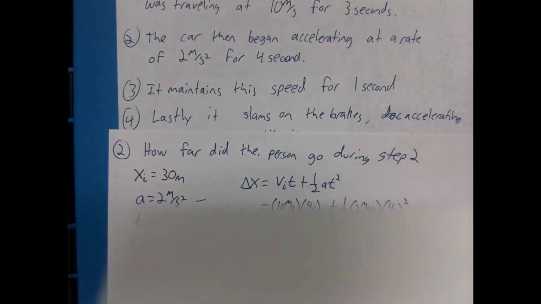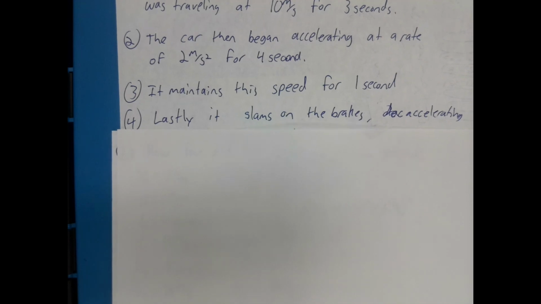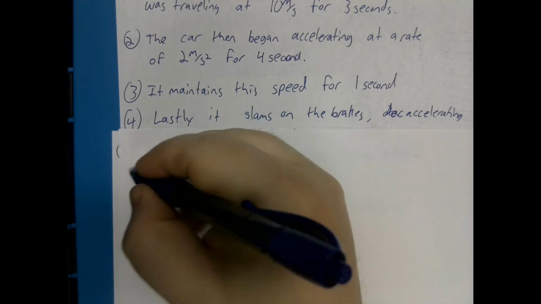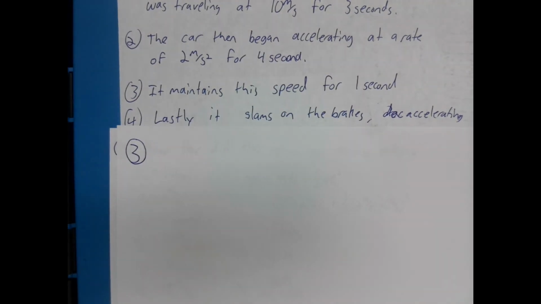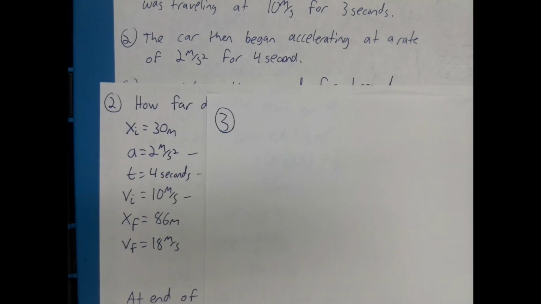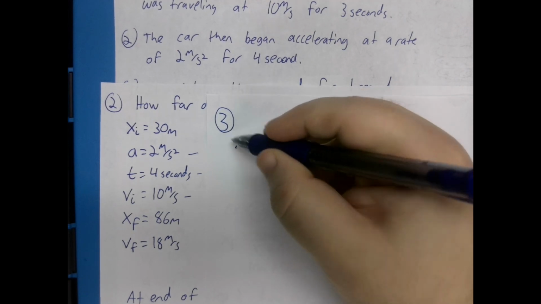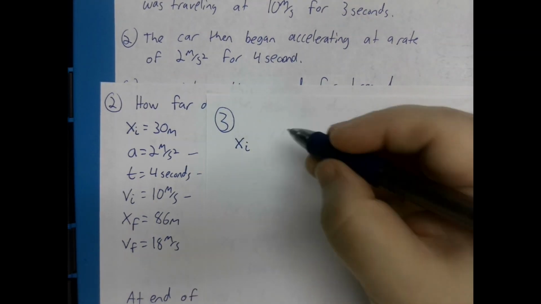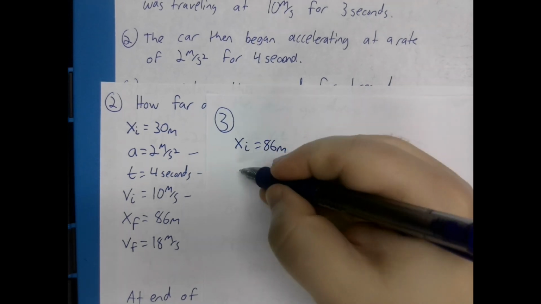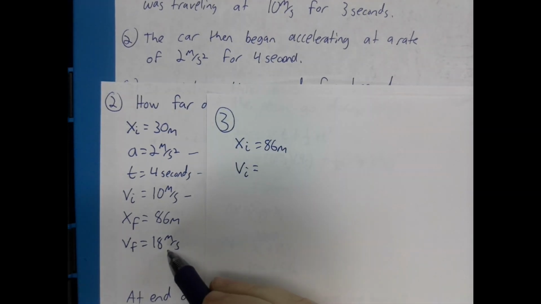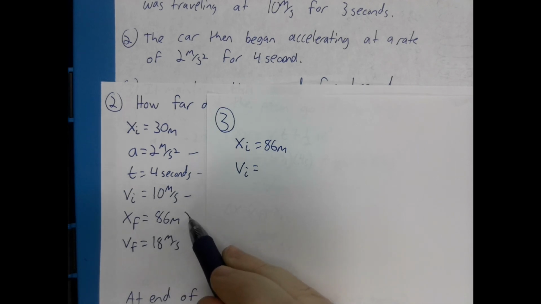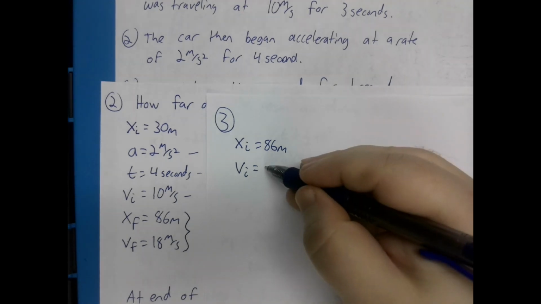So now let's go to step 3. Step 3 says it maintains the speed for 1 second. So for step 3, what we're going to do is look at our old values. Our initial location at the beginning of step 3 will be 86. Our initial velocity would be 18 meters per second because we take what we ended with. We ended at these numbers. So we're going to begin step 3 with 18 meters per second.